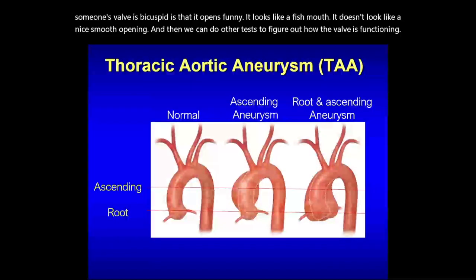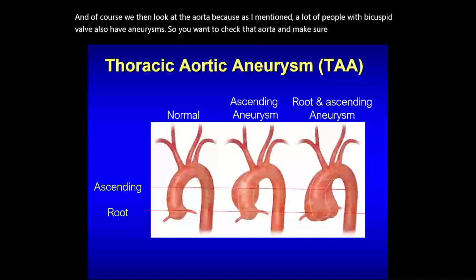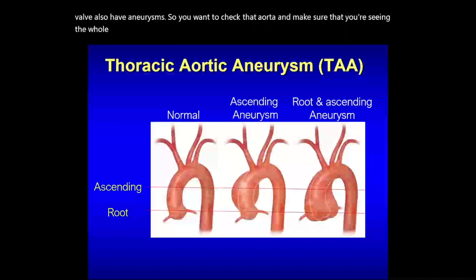And of course, we then look at the aorta because, as I mentioned, a lot of people with bicuspid valve also have aneurysms. So you want to check that aorta and make sure that you're seeing the whole aorta, 1, and then 2, when you adjust it for the person's body size, is it larger than you expect? That's how you define an aneurysm.